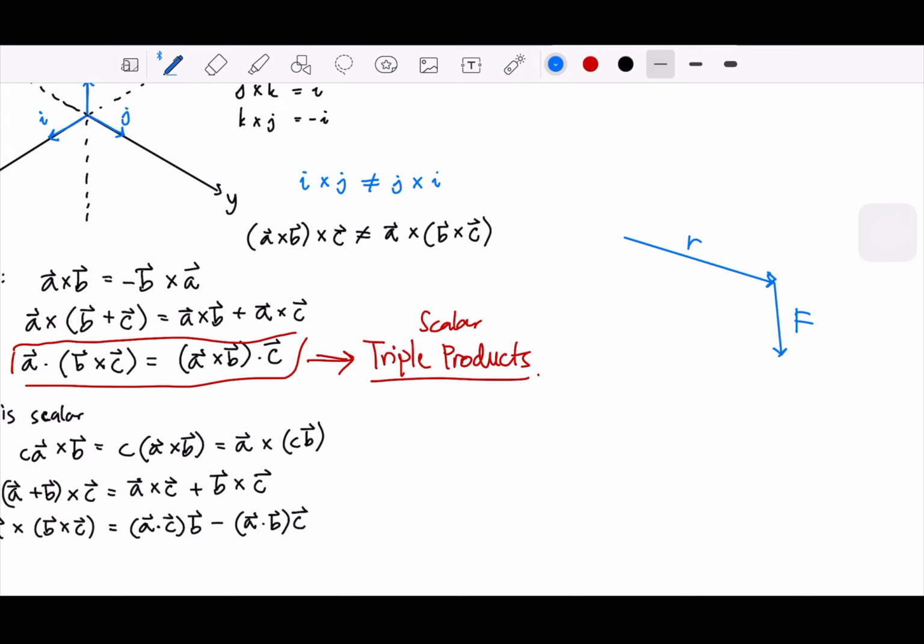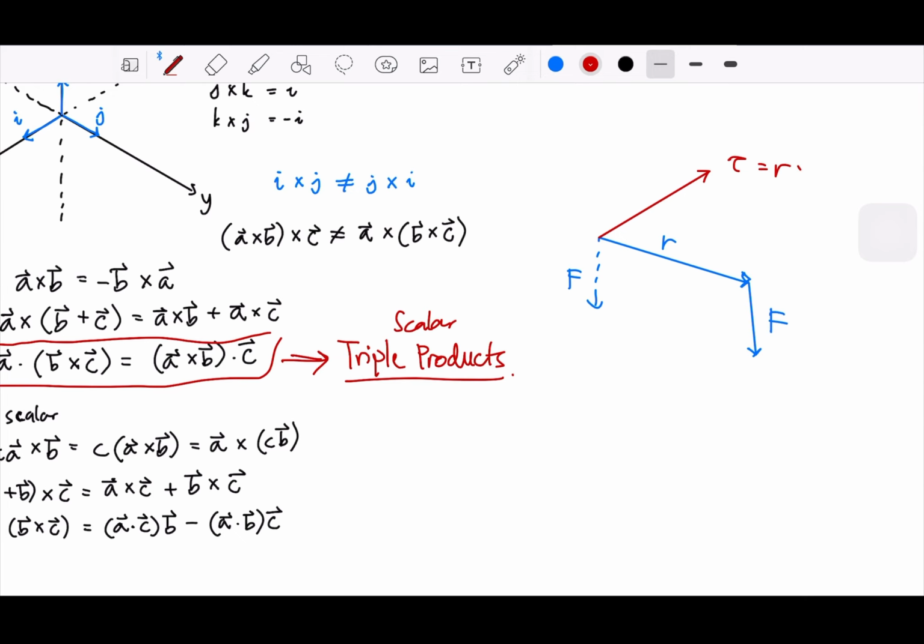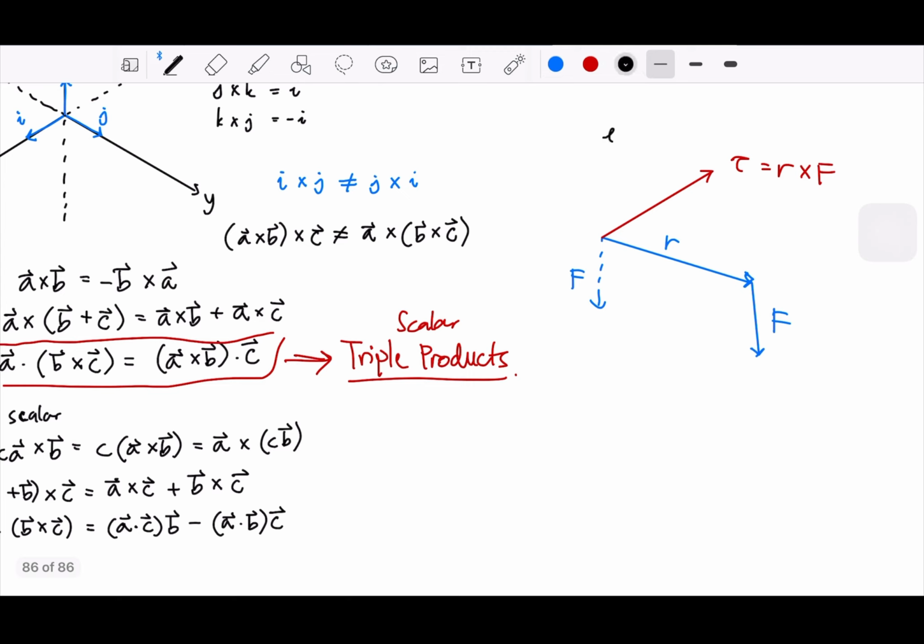You can exchange F to here, so the torque will be going over there. And we write torque like that. So this is R cross F. This is just an example of where we are using the cross product applications.